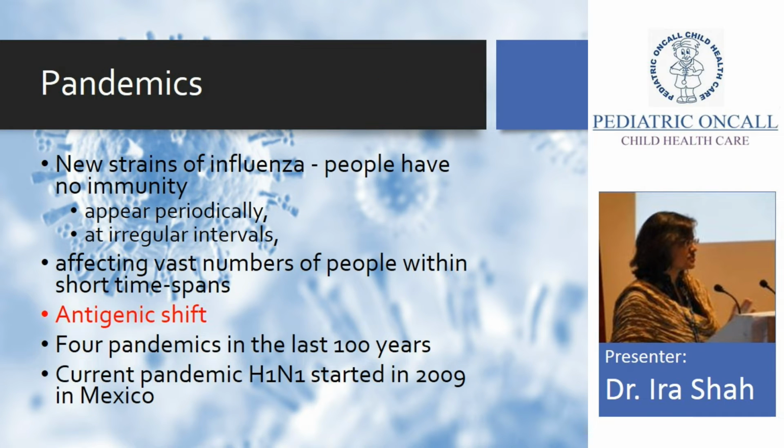Now we are talking about pandemic, and we are worried about the pandemic, that is H1N1. Now, what is a pandemic? It's a completely new strain to which none of the people across the globe have any immunity. It starts spreading so fast that millions of people get affected in a short span of time. This is known as antigenic shift. If you look at real pandemics, there have actually been 4 pandemics in the last 100 years, and the latest one was the 2009 H1N1, which started in Mexico.